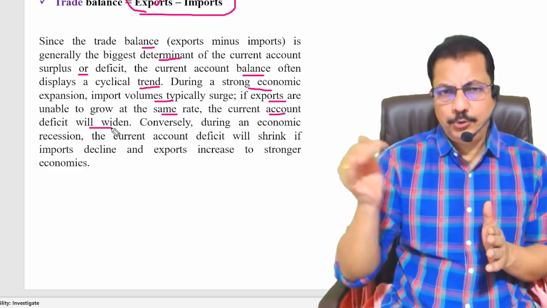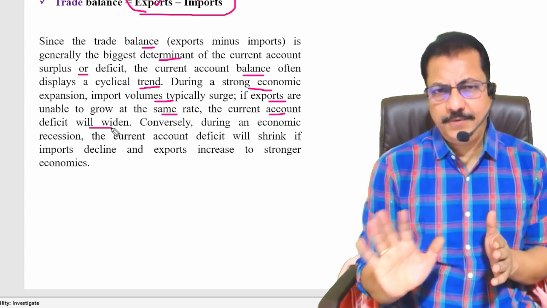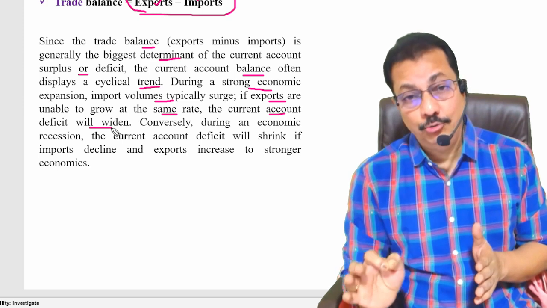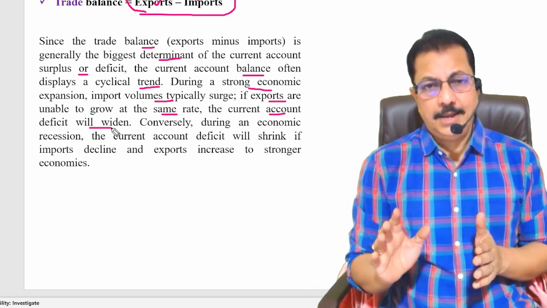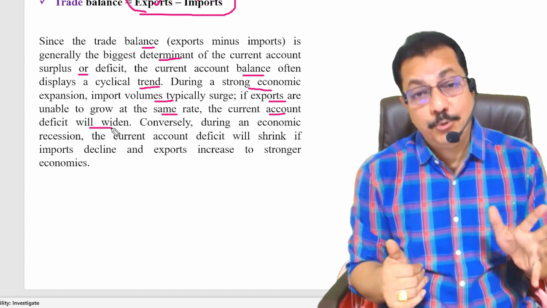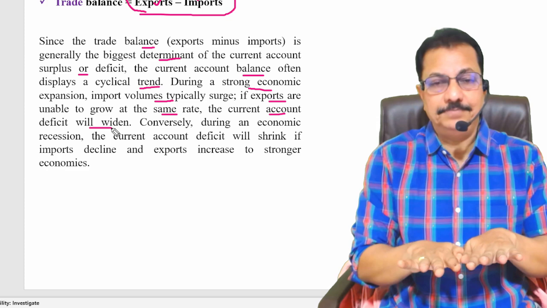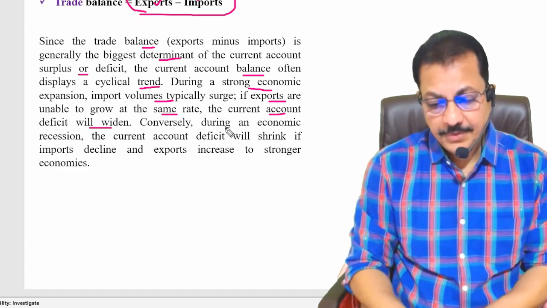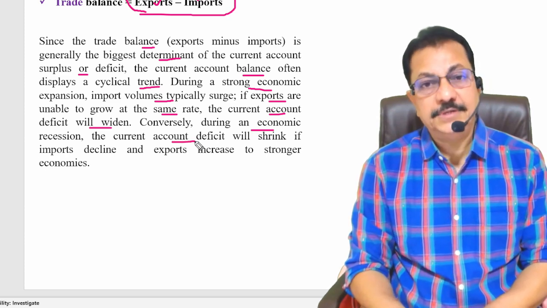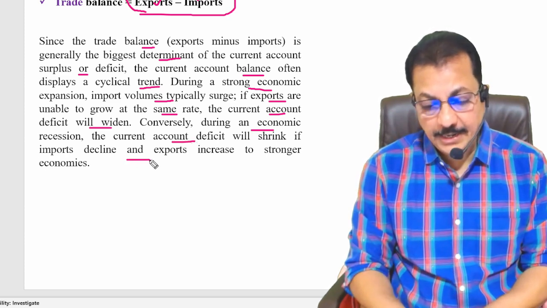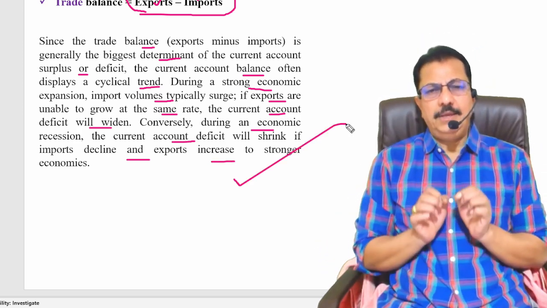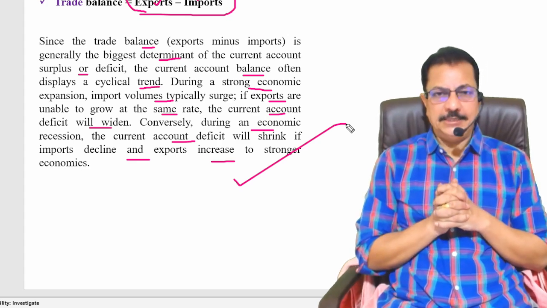Am I clear? Importing is not bad at all for any country, my dear friends. Every country, including the United States of America, the biggest economy in the world, imports. So when we increase the imports, you should also increase the volume of the exports to maintain the trade balance. Am I clear? Very important. Conversely, during an economic recession, the current account deficit will shrink if imports decline and exports increase to stronger economies. Very important point. So please remember this. Clear?